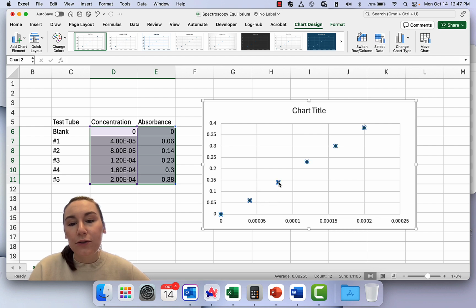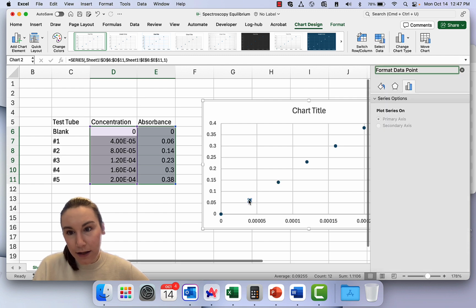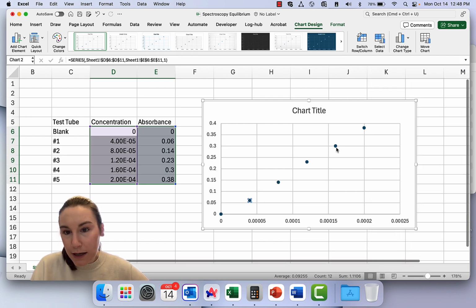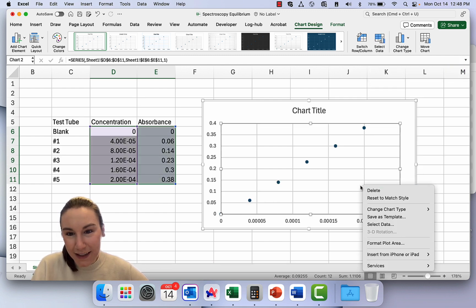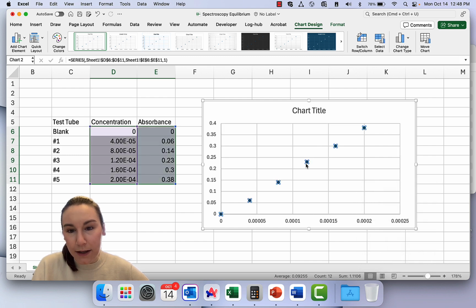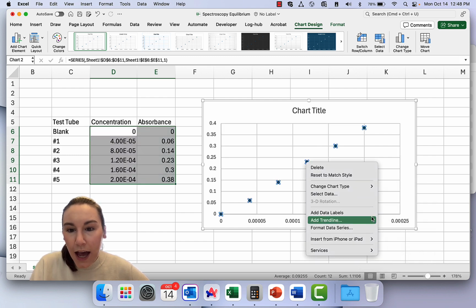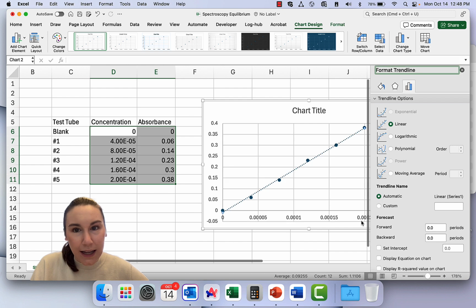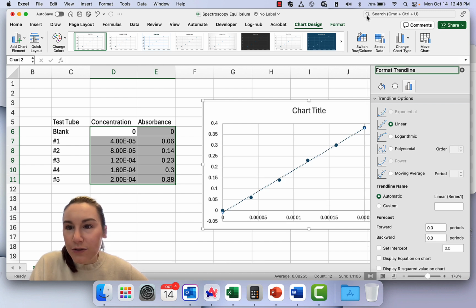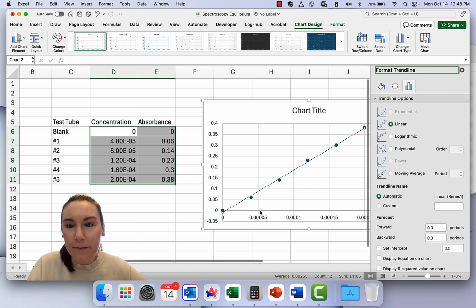So now what I'm going to do is click on my plot. I'm going to right click on any of these, if it'll let me. There we go. Right click on that. And then we're going to add trend line. I'm pretty sure there's a way that we can do that in this upper portion here. I just choose to right click. So there's probably an easier way to do that.